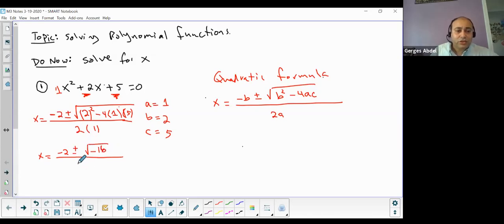Divided by 2. All right, anybody know what the square root of negative 16 is? Come on. Please write it down in the chat box. All right, is it 4? Is it for real 4? Let's see. If I share my calculator with you here, let's see if I can get this. Here you go. All right, can you see the calculator?